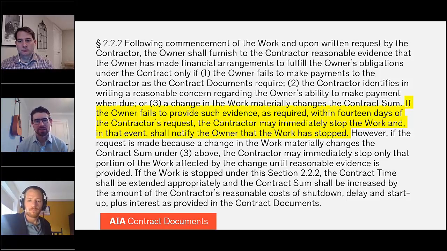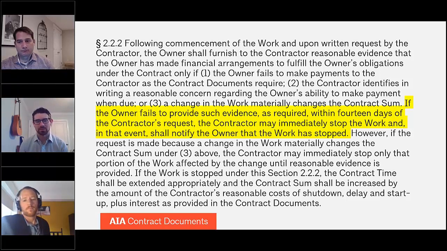So where this gets tricky is if the owner provides something, but maybe it's not reasonable evidence that the owner's made financial arrangements. So where this gets interesting is there are sort of three possibilities, right? Contractor makes a request, and then you pause there, and three things can happen. Number one, the owner provides nothing in response, no response, period.